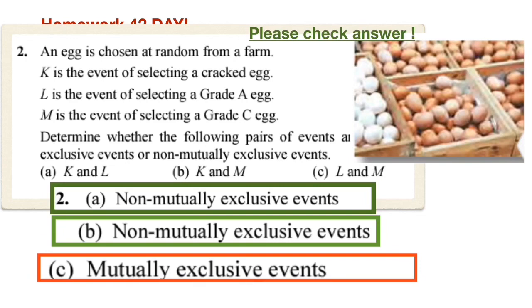How about L and M? L and M, grade A and grade C, are actually not intersecting. Grade A is bigger and grade C is smaller. So there's no common element between them. So that means they are not intersecting. So when they are not intersecting, they are mutually exclusive events.